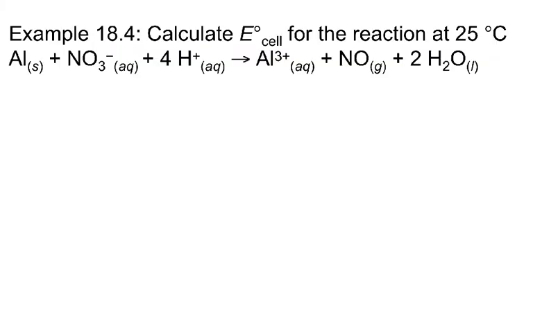So let's look at an example. Calculate the cell potential for this reaction at 25 degrees Celsius. Let's figure out, so my aluminum here is going from 0 to 3 plus, so my aluminum is being oxidized.